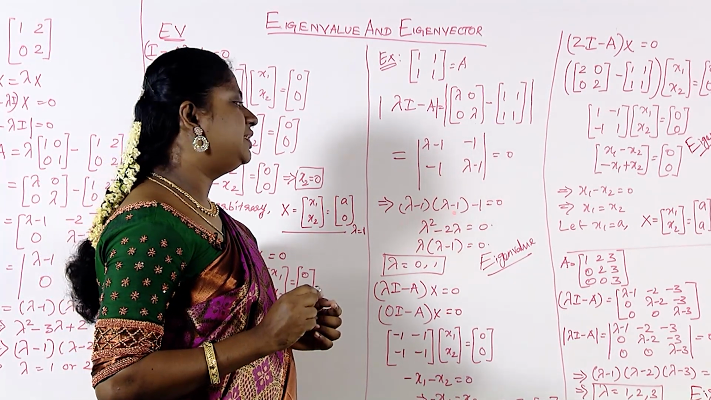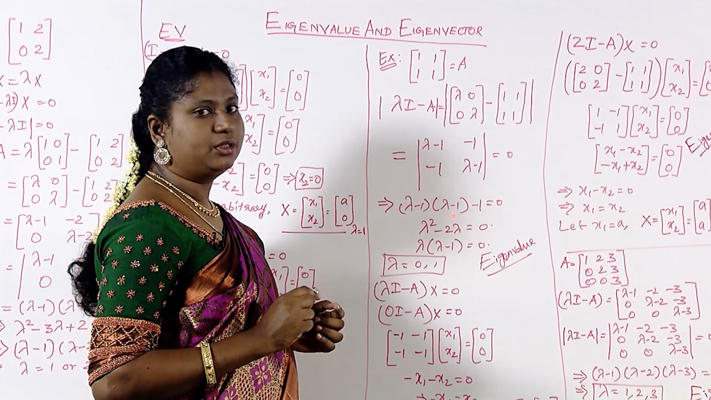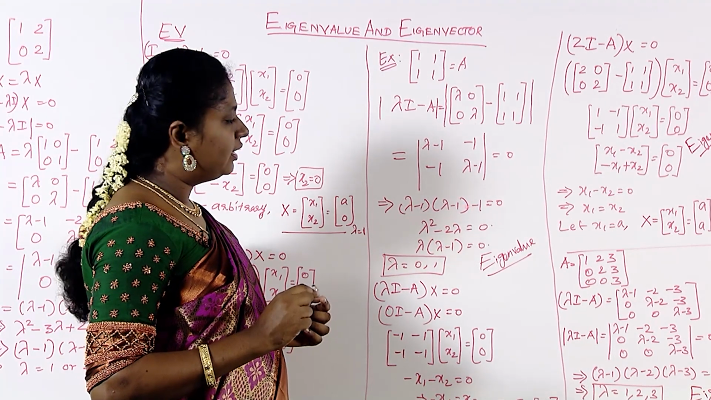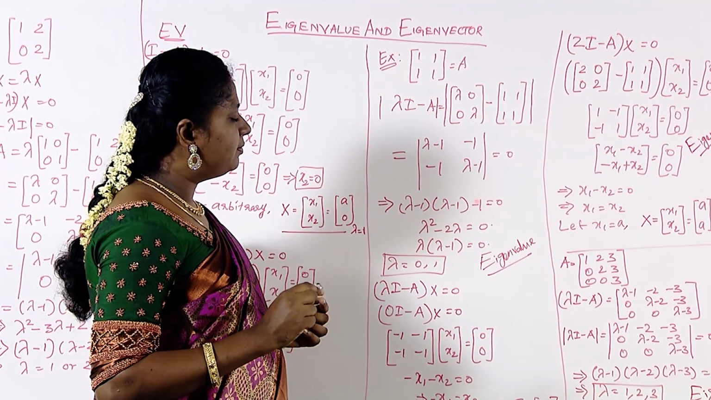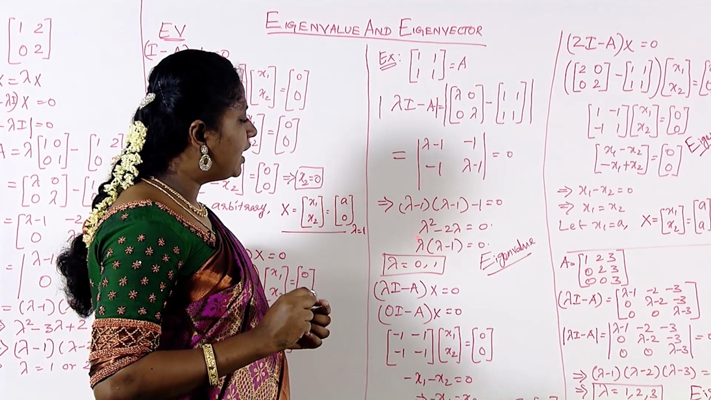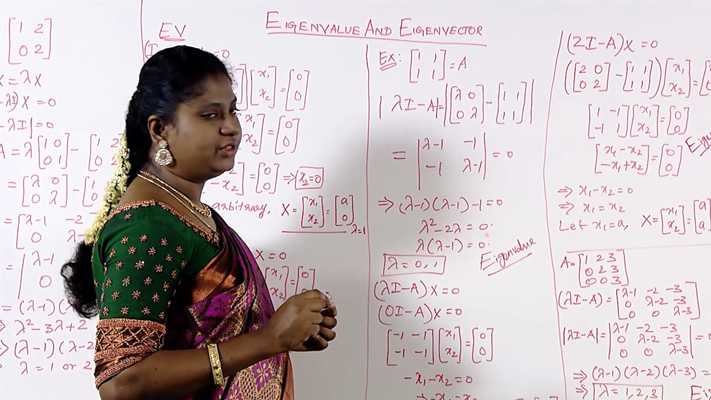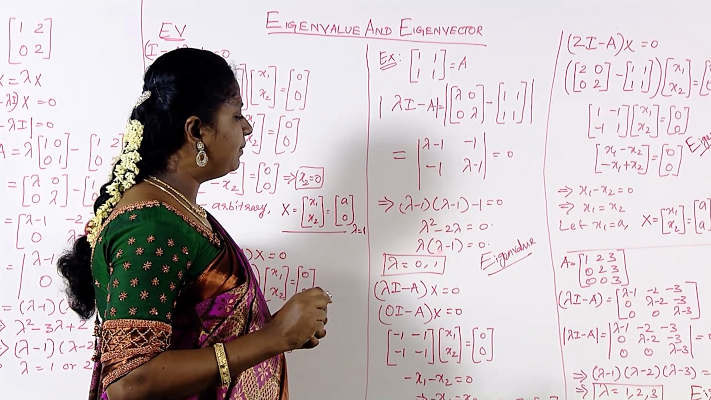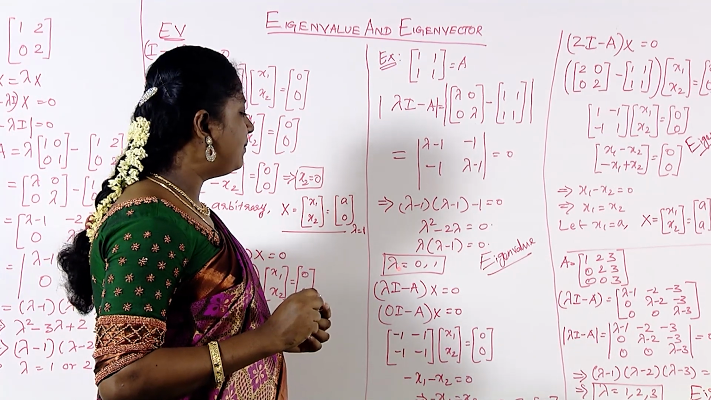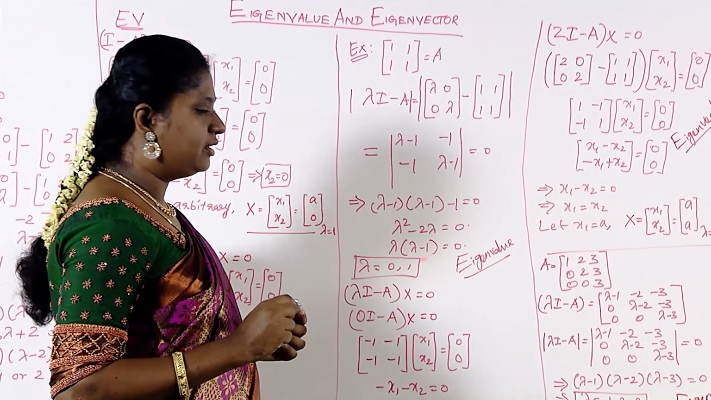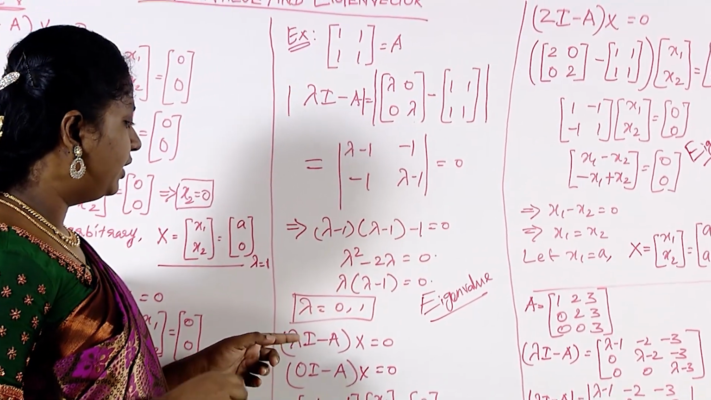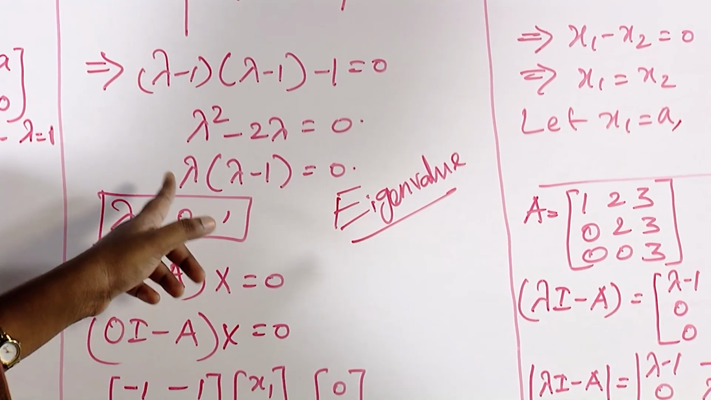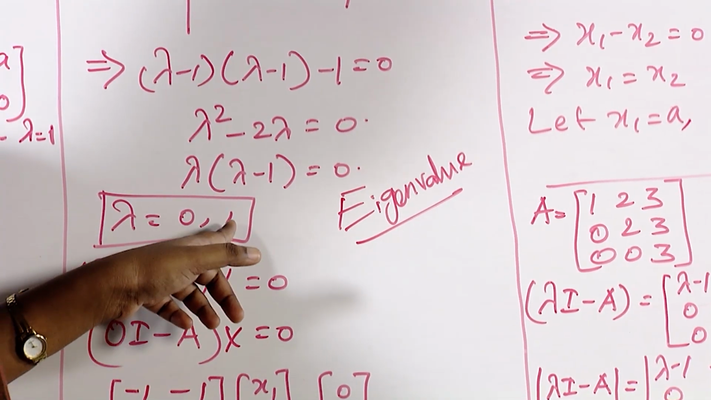So, lambda minus 1 multiplied by lambda minus 1 is lambda minus 1 the whole square. That will give you lambda square minus 2 lambda plus 1, and already you have minus 1 here. Therefore, plus 1 minus 1 becomes 0. Therefore, you have lambda square minus 2 lambda is equal to 0. From here, if you take lambda outside, you have lambda multiplied by lambda minus 2 is equal to 0. That is, lambda equal to 0 is one root and lambda equal to 1 is another root.